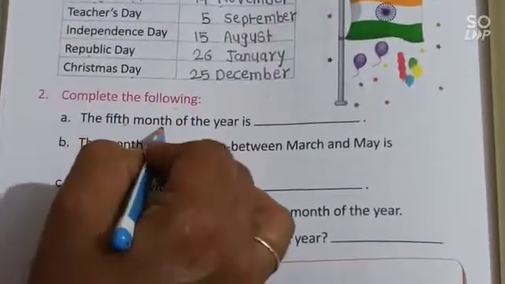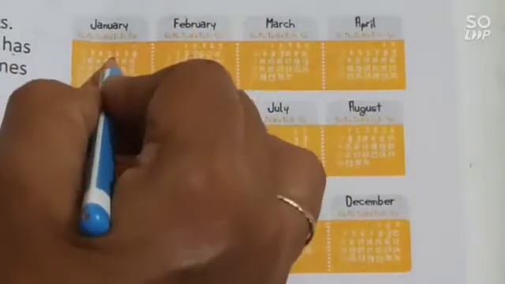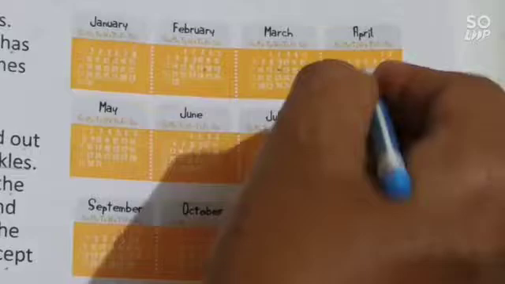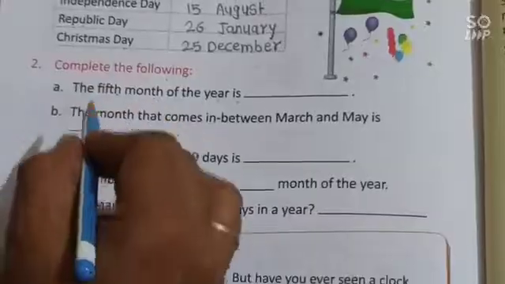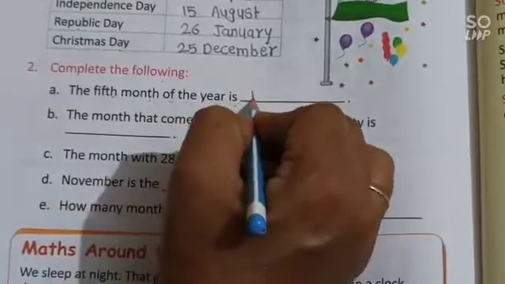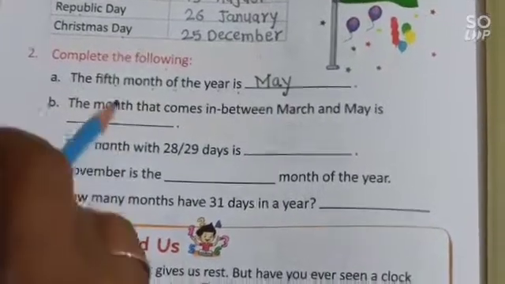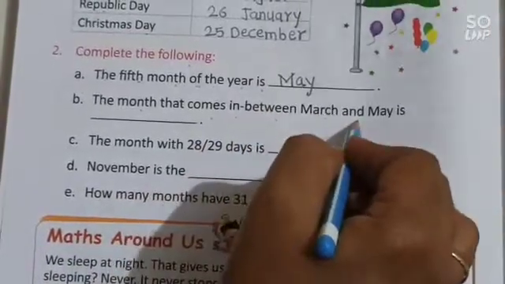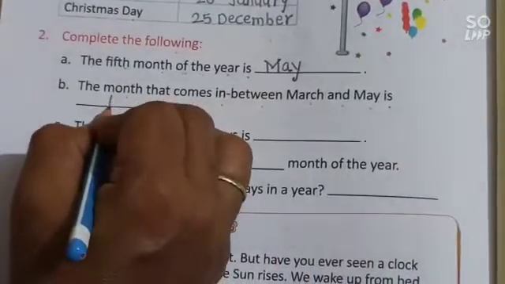The 5th month of the year is... first month January, 2nd February, 3rd March, 4th April, 5th May. Means the 5th month is May. The 5th month of the year is May. The month that comes in between March and May is, tell me, which? April.